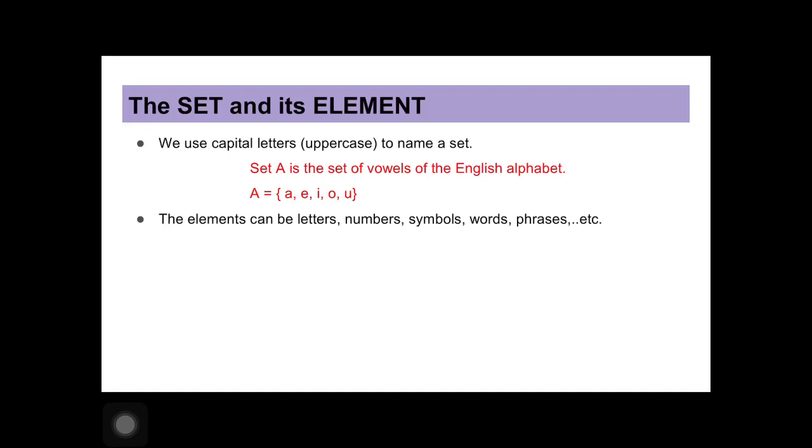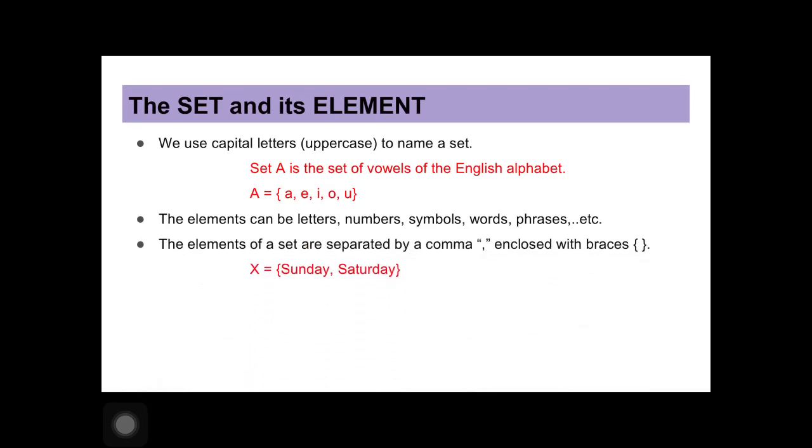The elements can be letters, numbers, symbols, words, phrases, etc. The elements of a set are separated by a comma and closed with braces. For example, X is equal to, you have here your braces. So inside the braces is Sunday and Saturday. In between Sunday and Saturday, you have a comma. Next, Y is equal to {P, U, E, T}. So P-U-E-T is enclosed with braces and each letter is separated by a comma.